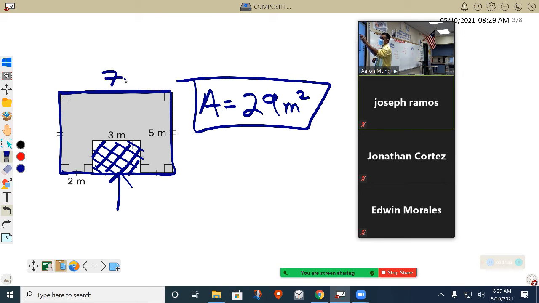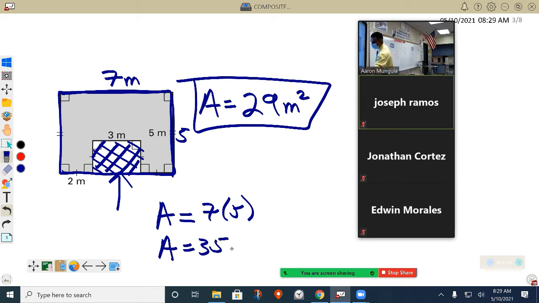Length is 7. We know that already. The width is 5, right? So the area of the whole shebang, the whole thing, is going to be 7 times 5, length times width, which is going to be, watch, 35 square meters. But now let me subtract the area of this empty white rectangle right there from the 35 square meters. So this is a 3 by 2 rectangle. That's how rectangles are described in the real world, like when you do construction. You go to Home Depot, give me a 4 by 2, 2 by 4, a 5 by 6. Rectangles are always described by their length and width. So this would be a 3 by 2 rectangle.